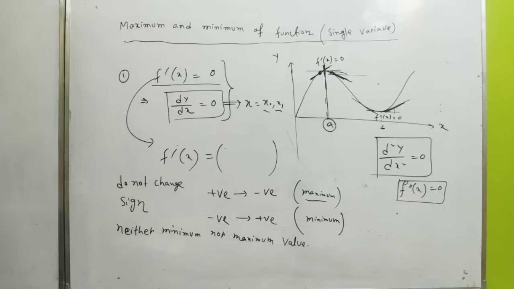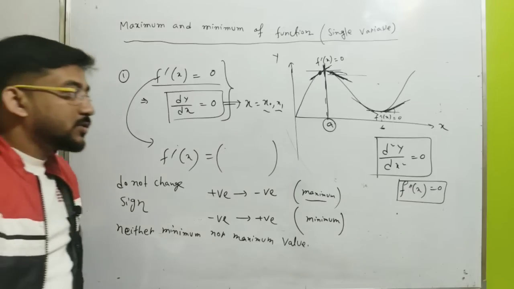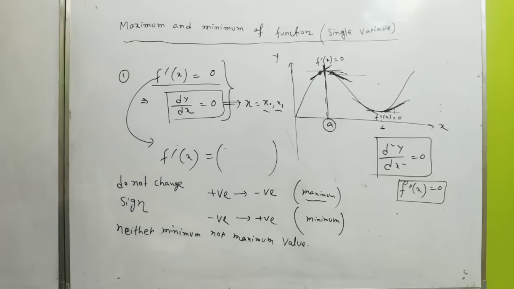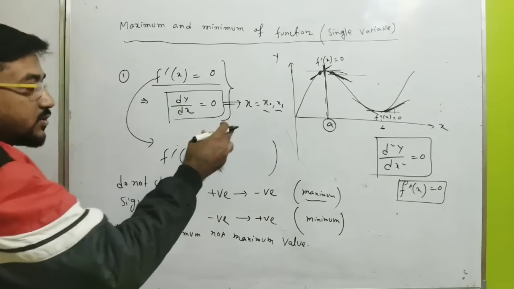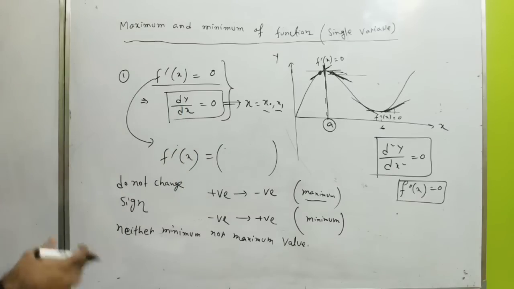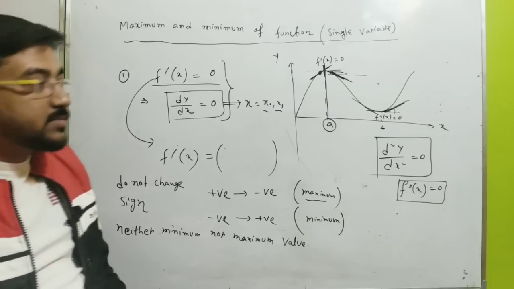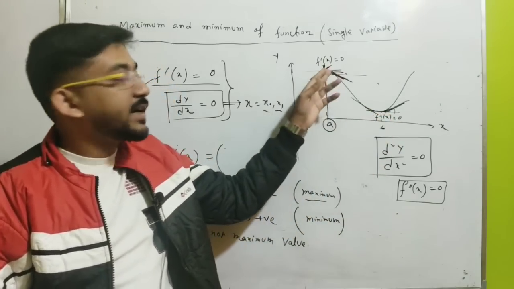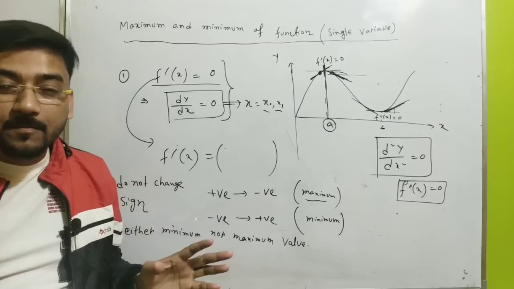So this is how we can check. First, we have to take the first differentiation equal to 0, and we will get some points. Now put the points in the expression of the second differentiation of the function. If we get the second differentiation positive, then we can say the function has the minimum value, and if the second differentiation is negative, the function has the maximum value.